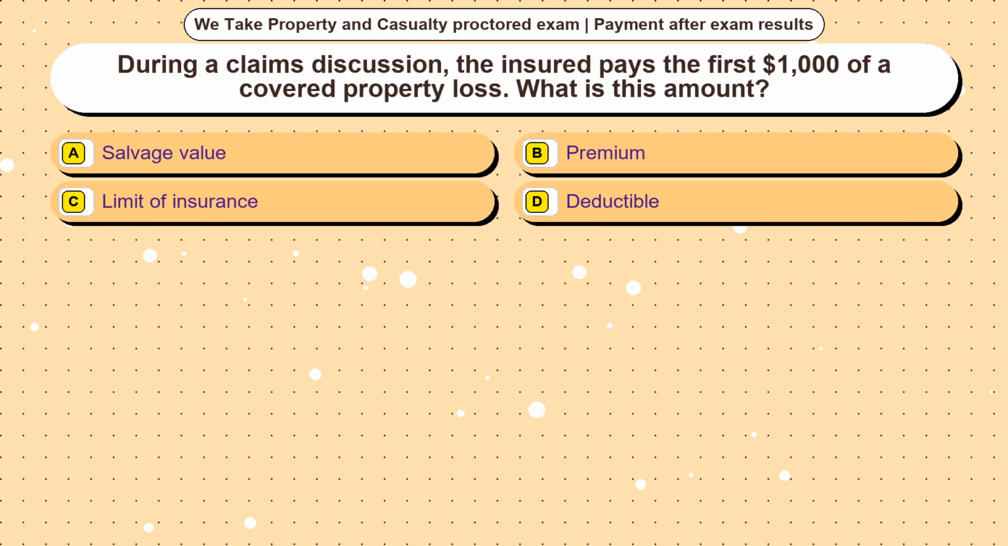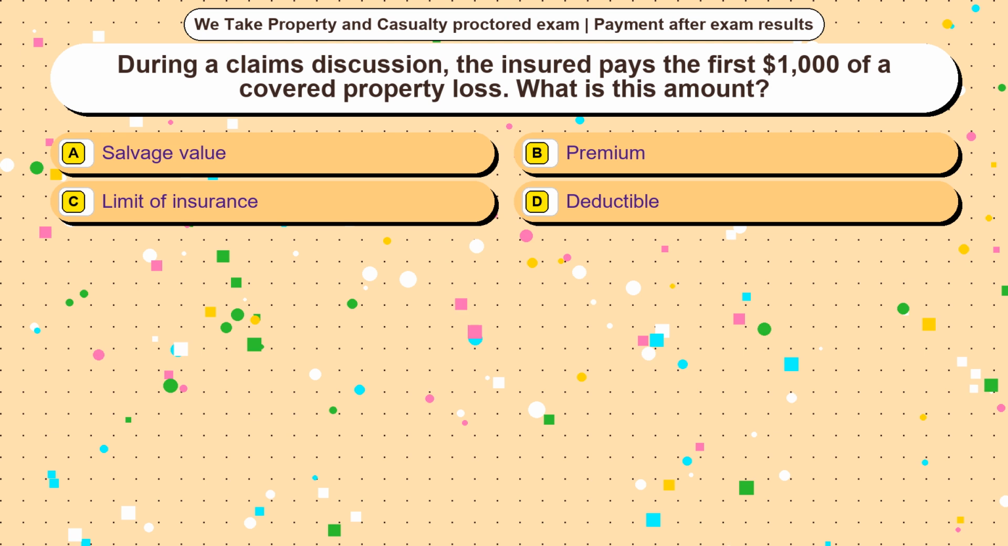Question 5. During a claims discussion, the insured pays the first $1,000 of a covered property loss. What is this amount? Option A. Salvage value. Option B. Premium. Option C. A limit of insurance. Option D. Deductible. The correct answer is option.